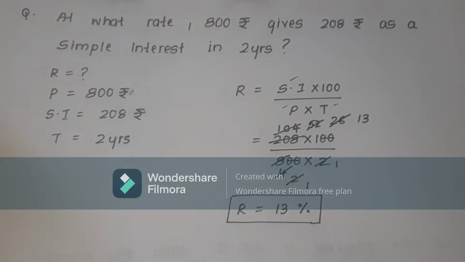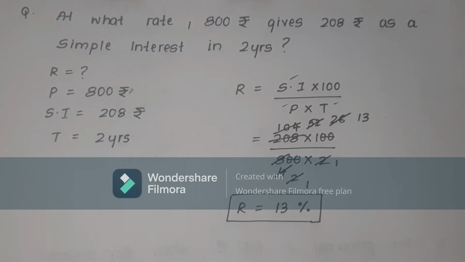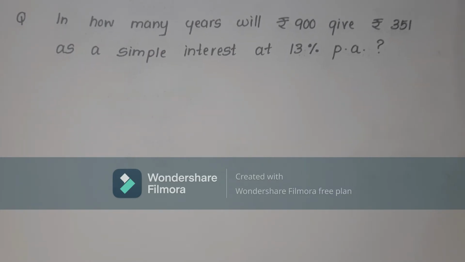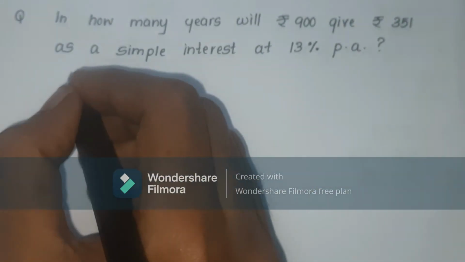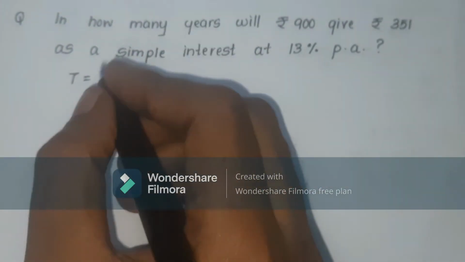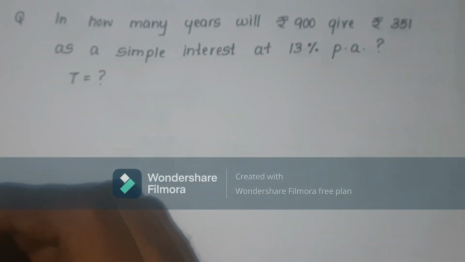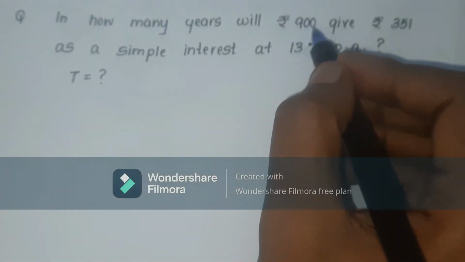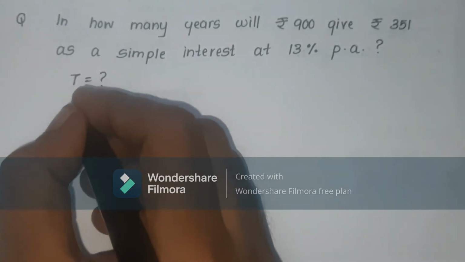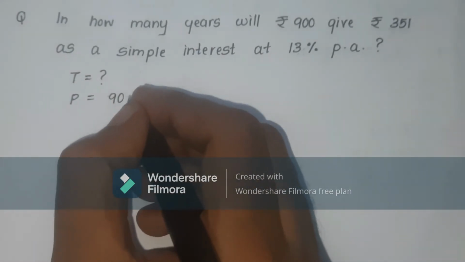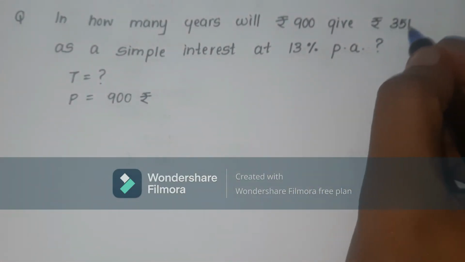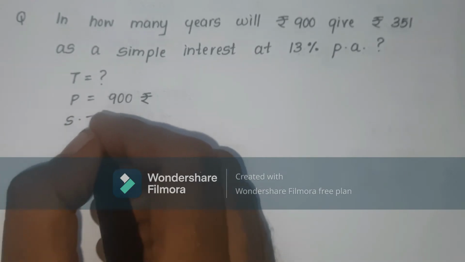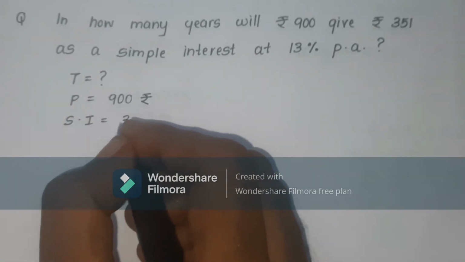Now let us move on to the next question. Now, student, if you read this question, in how many years? That means you need to find out the time, student. Okay, and 900 rupees gives. So this is the principal. 900 rupees is your principal, student. Then it gives you 351 rupees as a simple interest. That means they have given you the simple interest also, that is 351 rupees, student.